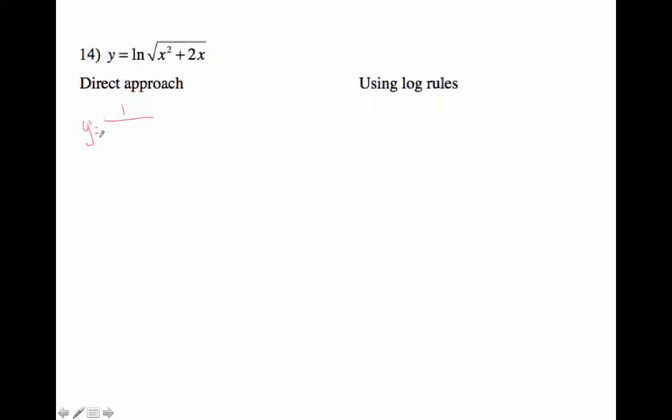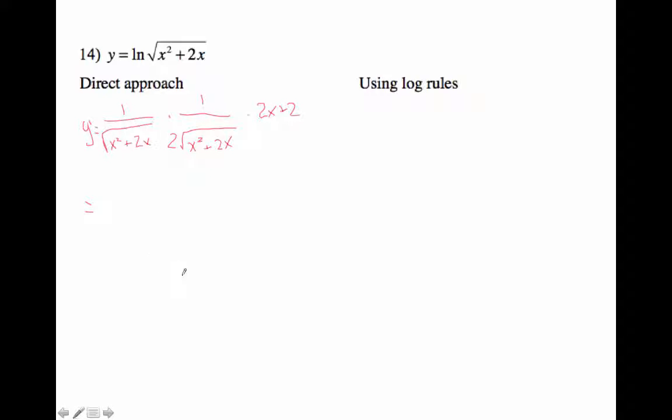The outermost function we have here is the natural log. So we'll do 1 over whatever's inside the natural log, so it's the square root of x squared plus 2x. Now we'll take the derivative of the square root function. So we'll multiply this by 1 over 2 times the square root of what's inside the radical, x squared plus 2x. And then we've got to multiply by the derivative of what's inside the radical, x squared plus 2x, and that derivative is 2x plus 2.